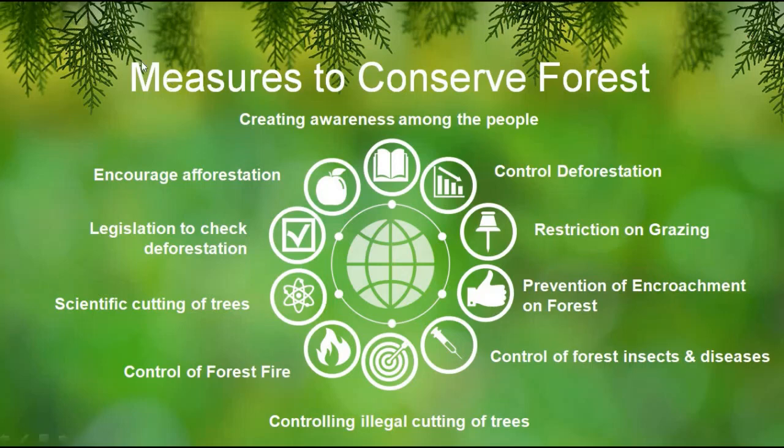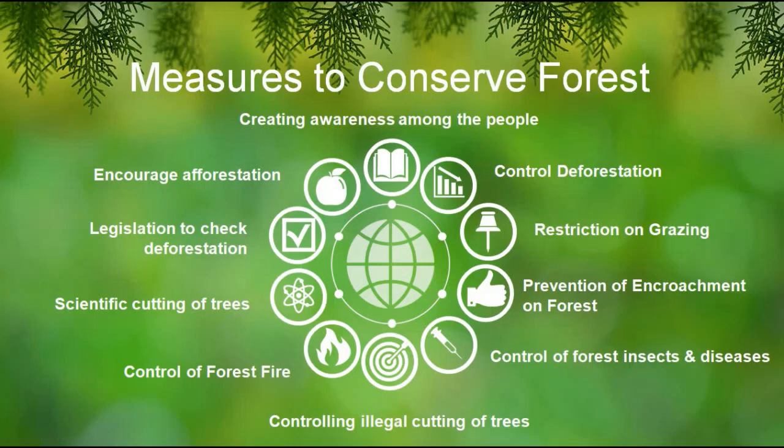Let us see. First one, actually, we have to create awareness among the people. In the minds of the people, we have to create an understanding of how important the forest is, and why it is important. Then only it is possible. That is the first important one. And we have to control deforestation, and restrict grazing. Overgrazing is a cause for deforestation. We have to control overgrazing. Prevention of encroachment of forest: we have to stop the encroachment of the forest.